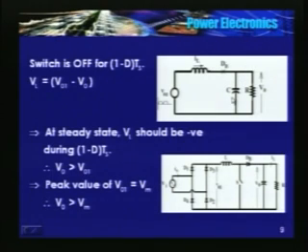Therefore the minimum value of V naught should be the peak Vm. In other words, the circuit will function satisfactorily only if V naught is higher than the peak of Vm, because this voltage should be negative and VO1 can attain a value of Vm. So therefore V naught should be higher than the peak of the input wave.